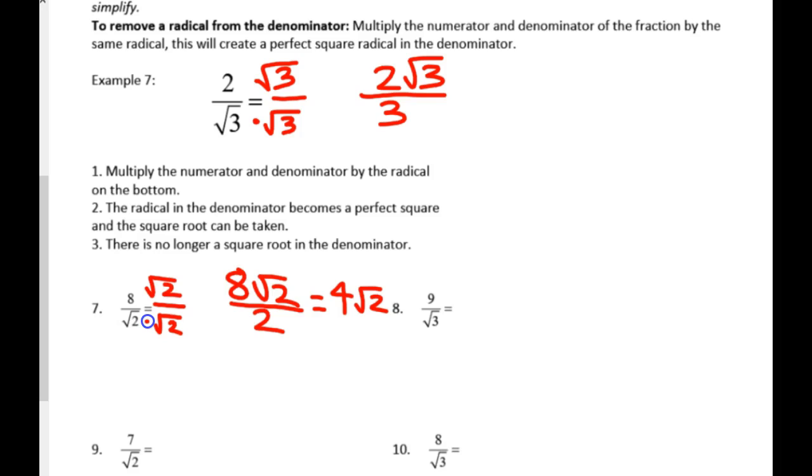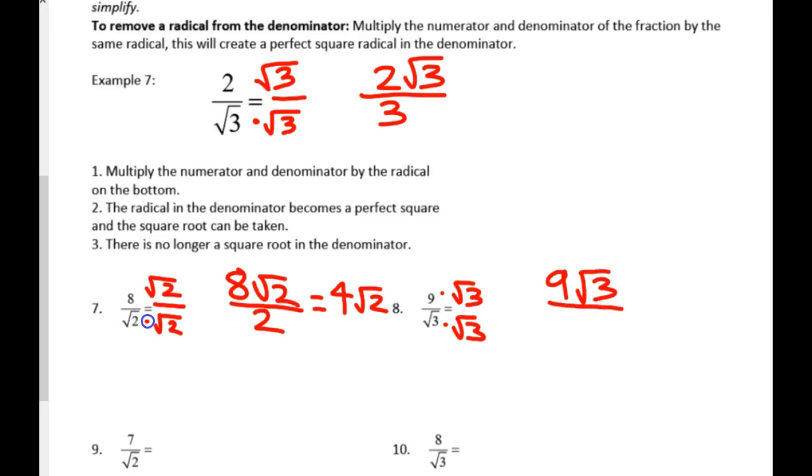Let's try these other ones. So to get rid of that square root of 3 on the bottom, it's times the square root of 3. Is everyone getting that idea? Multiply by the same square root. So on top, 9 times the square root of 3 is 9 square root of 3.